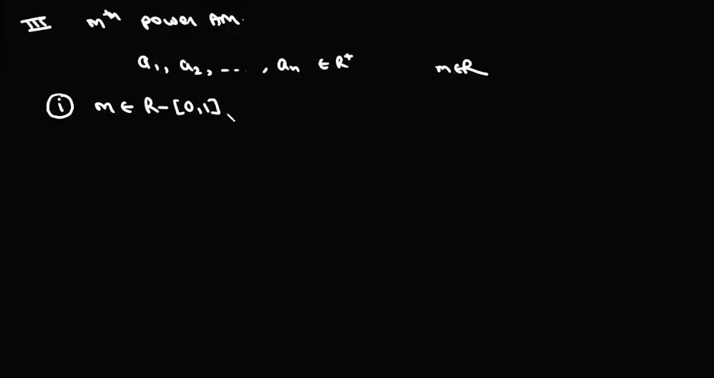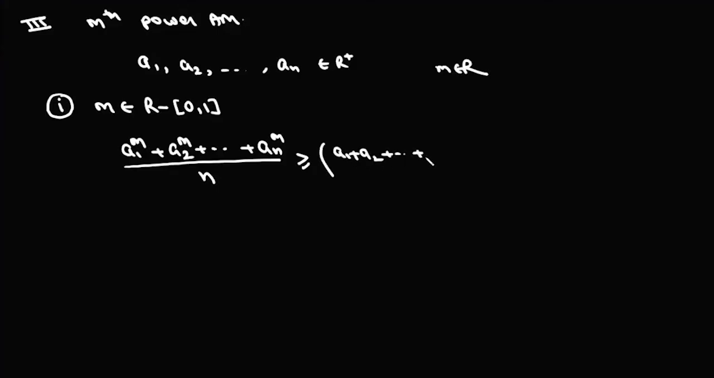In that case, the arithmetic mean of the mth power of these numbers, which is a1 to the power m plus a2 to the power m up to an to the power m, whole divided by n, will be greater than or equal to the mth power of their arithmetic mean. So it will be greater than or equal to a1 plus a2 up to an by n, whole to the power m. So this is true if m is less than 0 or m is greater than 1.